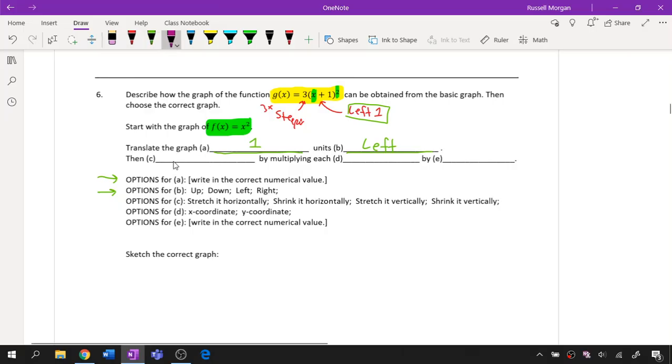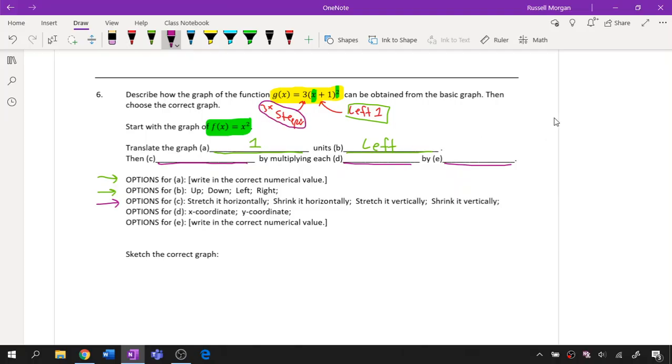Let's do the next one. Then after we move it 1 unit to the left, then blank by multiplying each blank by blank. What? Okay. Again, look at our options for this first blank. We're going to stretch it horizontally, shrink it horizontally, stretch it vertically, or shrink it vertically. Okay, remember, it was 3 times steeper. That's what they must be talking about.